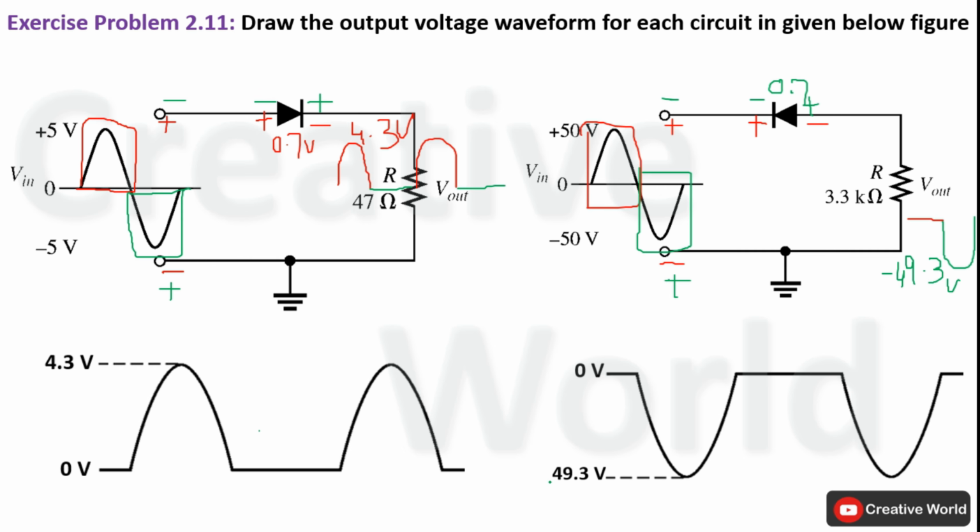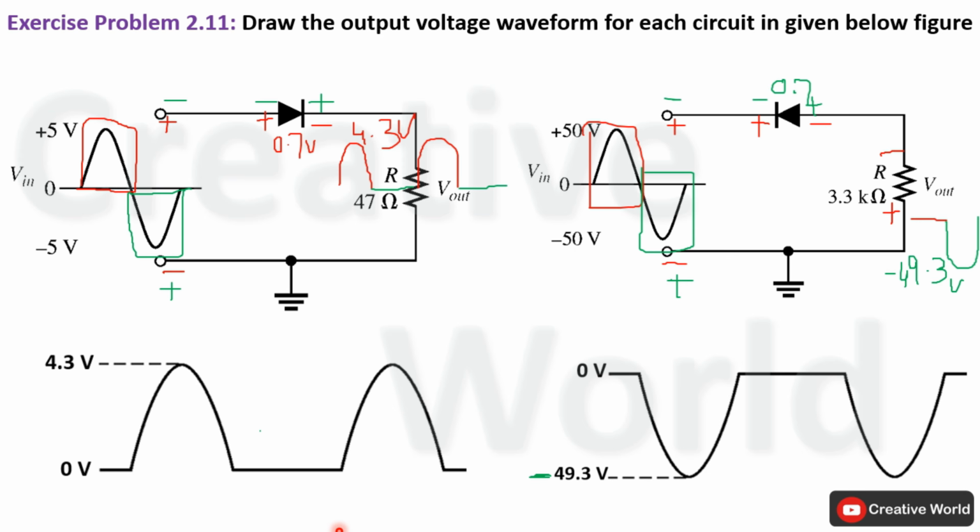Here I forgot to mention the minus sign along with the value of peak voltage. I have used a minus sign along with the value of output voltage because we are measuring voltage with reference to this ground node. The polarity of output voltage across this load resistor will be like this. And because we are measuring voltage with respect to this ground, that's why we will be getting minus 49.3 volt.